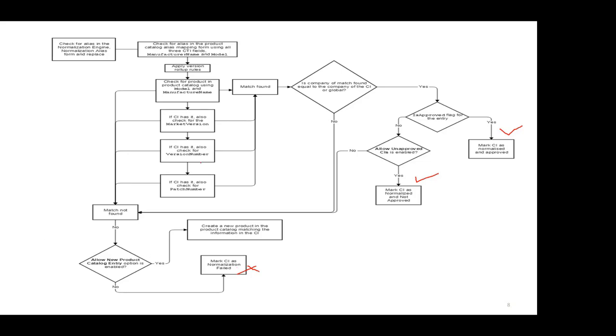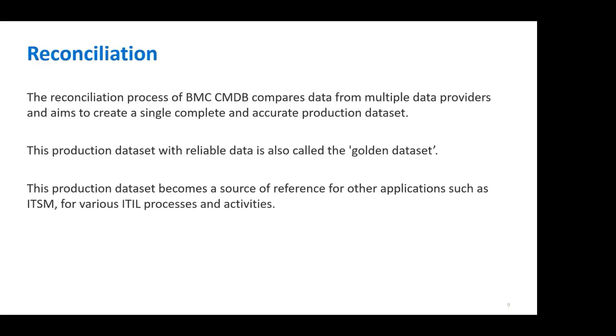So this is the overall flow for the normalization. Then once the data is normalized, it goes to the reconciliation process. The reconciliation basically combines that data. We have seen that the CI was the same.